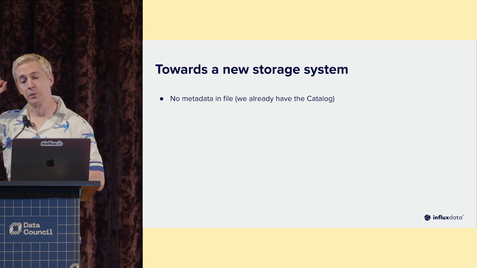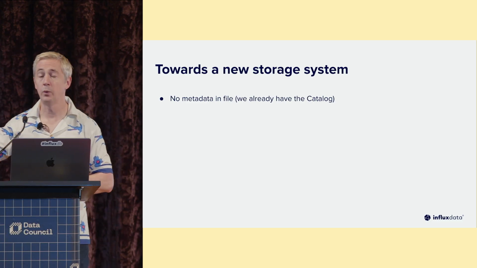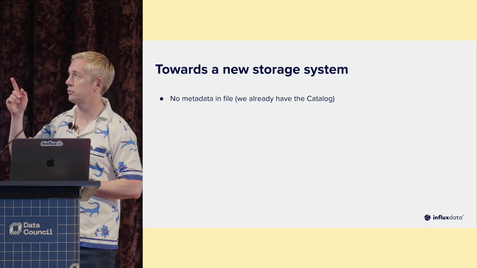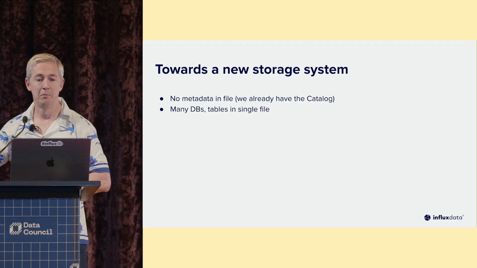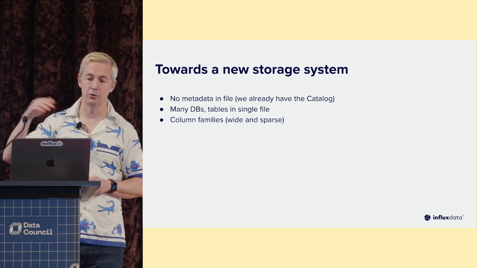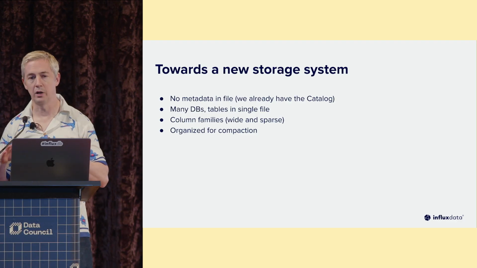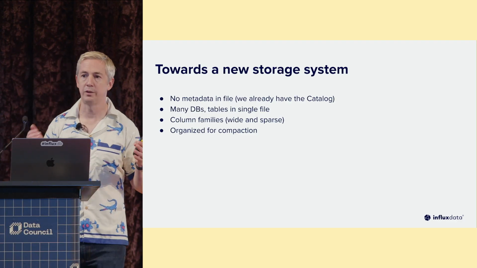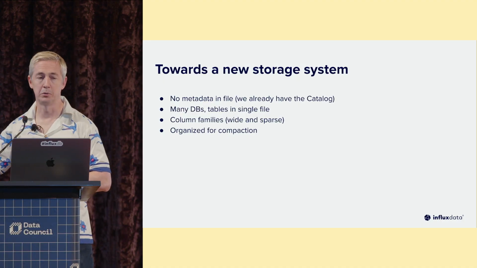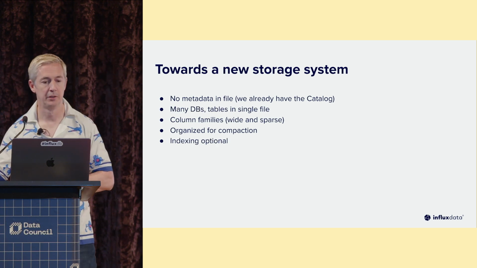But some of the things about the file format we're investigating: we don't put any of the metadata in the file. We already have the metadata in the catalog. We have uint64 identifiers, and those are cheaper to move around and look at. Many databases and tables in a single file. Column families to be able to have wide and sparse tables. All of the data is organized explicitly for doing compaction, with the assumption that we are going to compact every single piece of data, and we're going to do it multiple times, and we need to make that as fast and as cheap as possible.